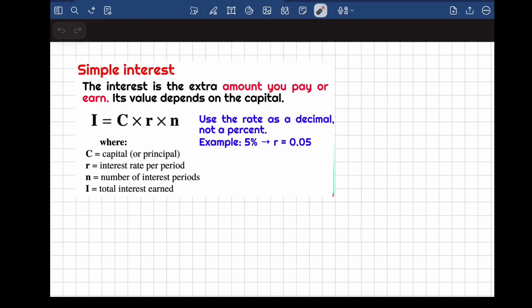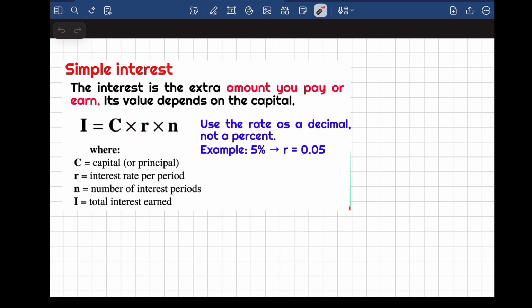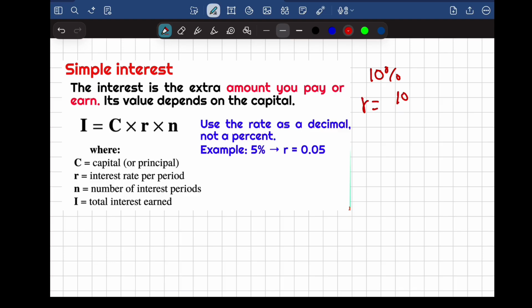You need to be careful with this R because in this formula we have to use the interest rate in the decimal version. So for example, if the problem says the interest rate is maybe 10%, we need to change this to decimal. R is going to be 10 divided by 100. In this way, we can find the decimal version. So in this example, we use 0.10, and this is the decimal version of the interest rate.